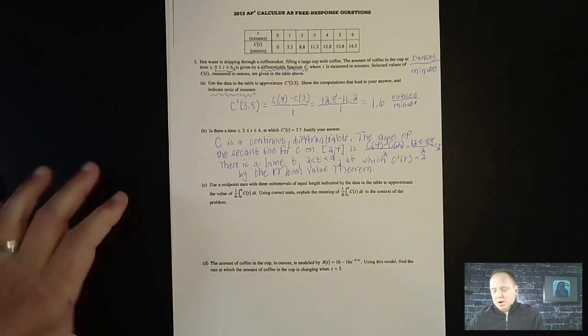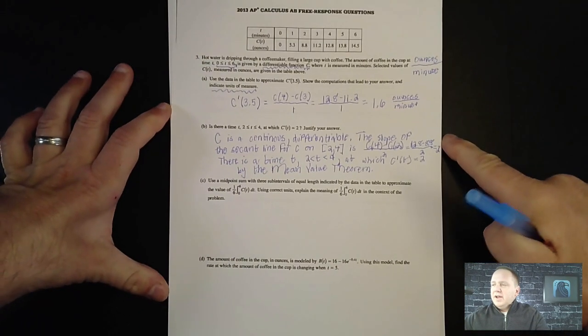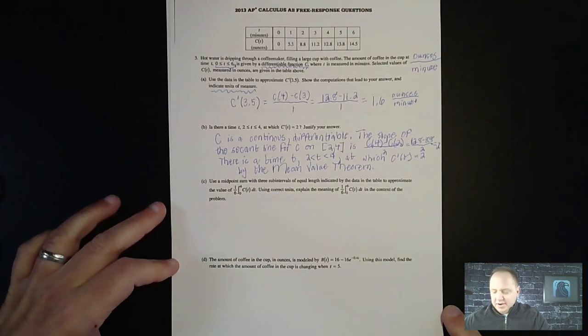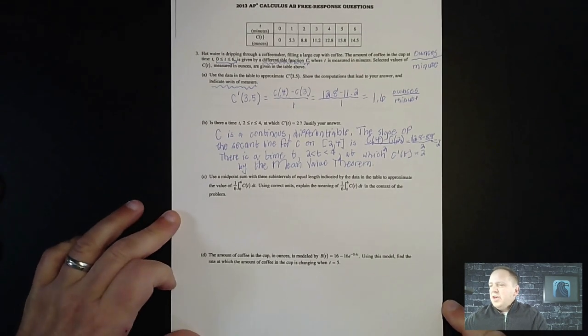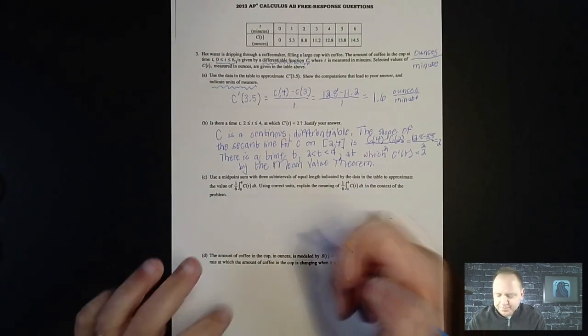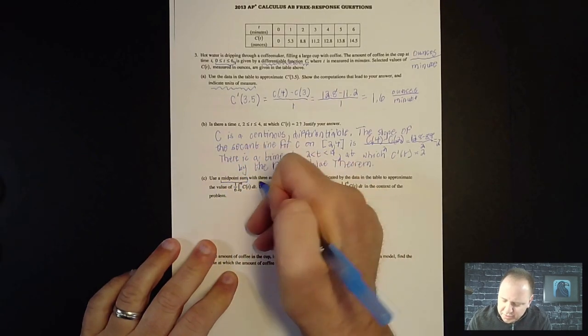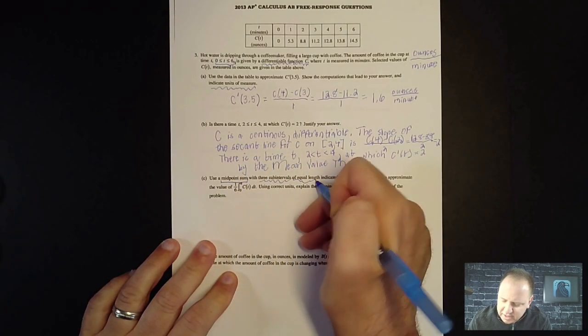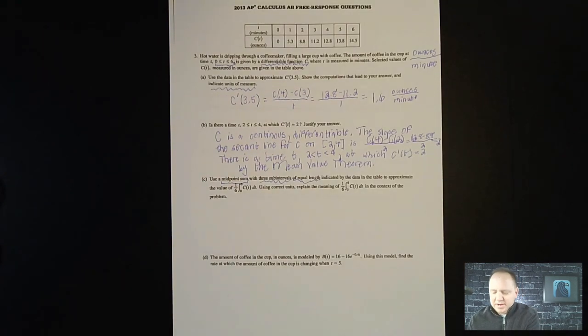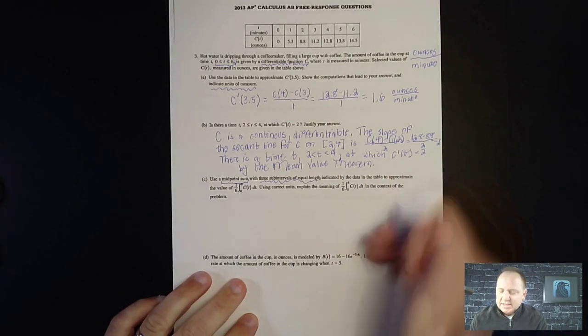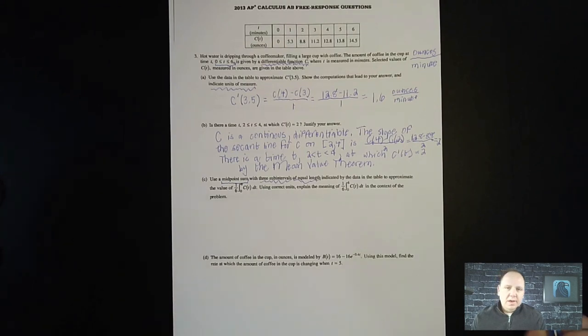Done. All right, let's see what other ancillary topics they had in here. Why not practice some more? Use a midpoint sum. So they want me to use a midpoint sum with 3 subintervals of equal length indicated by the data in the table to approximate the value of 1 over 6 times the integral from 0 to 6 of C of t. Using correct units, explain what that means in the context of the problem.